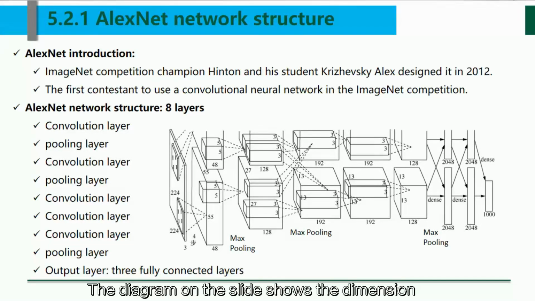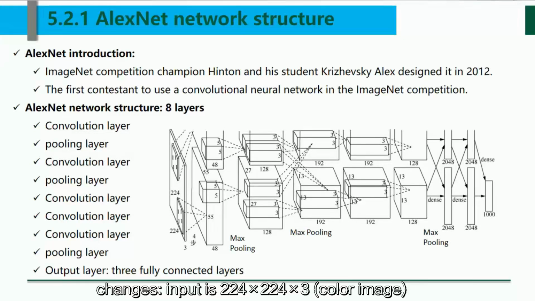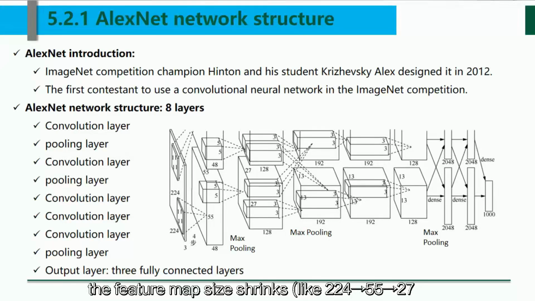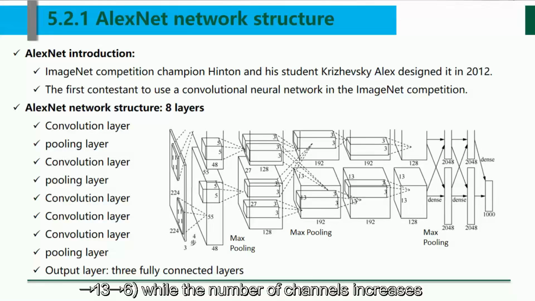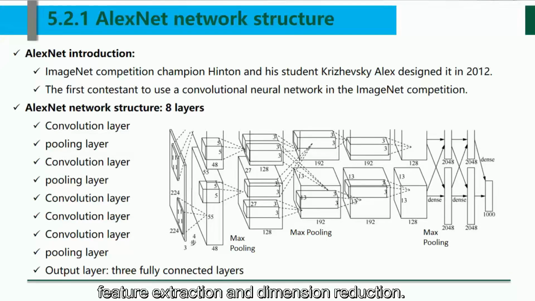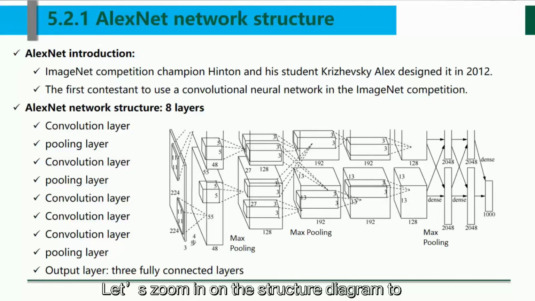The diagram on the slide shows the dimension changes. Input is a 224 multiplied by 224 multiplied by 3 color image, and after each convolution or pooling, the feature map size shrinks like 224, 55, 27, 13, 6, while the number of channels increases like 3, 96, 256, 384, 256. This balances feature extraction and dimension reduction. Let's zoom in on the structure diagram to confirm each layer's role.